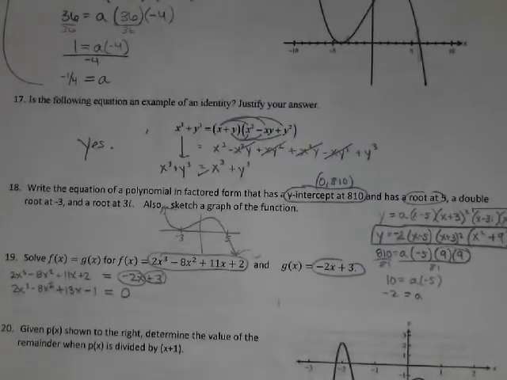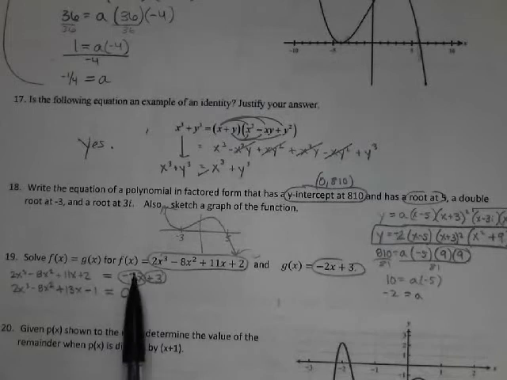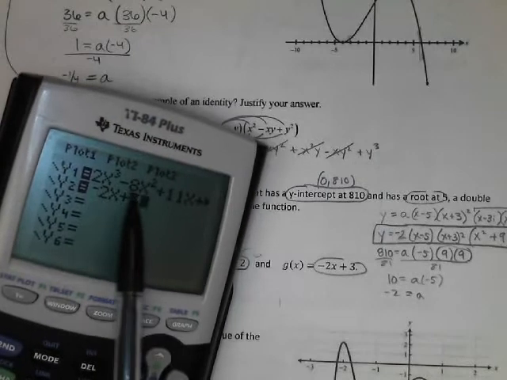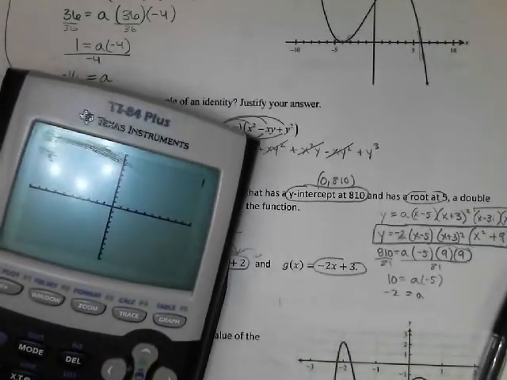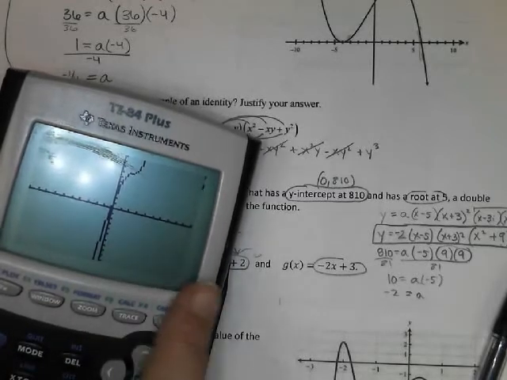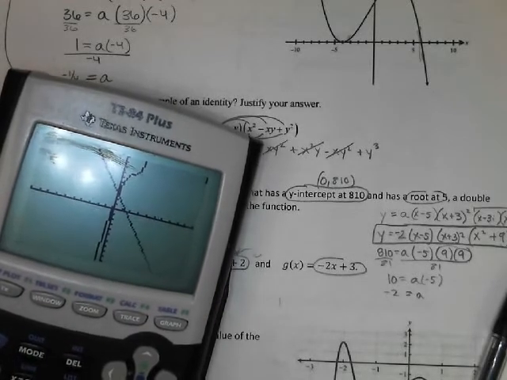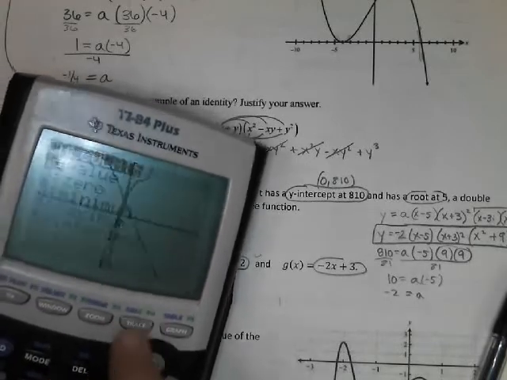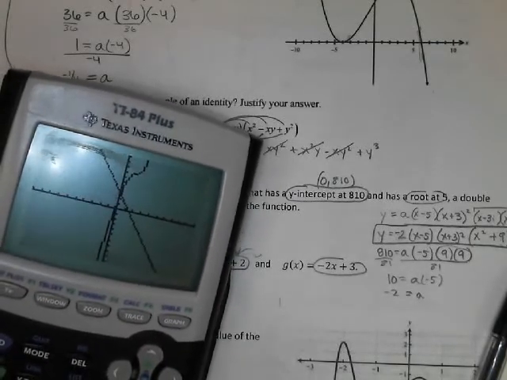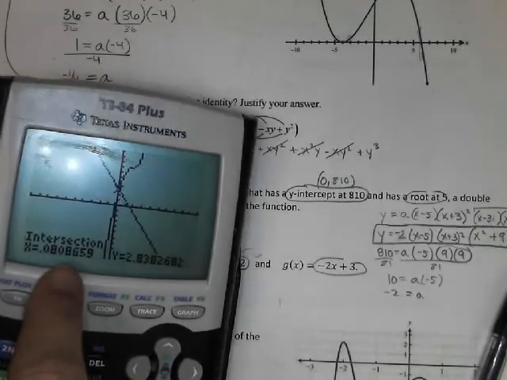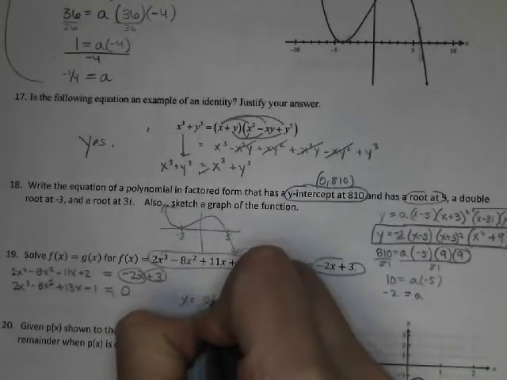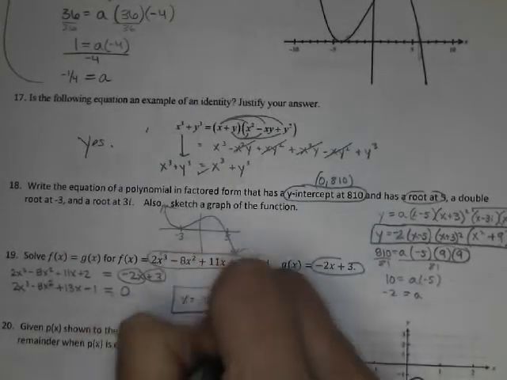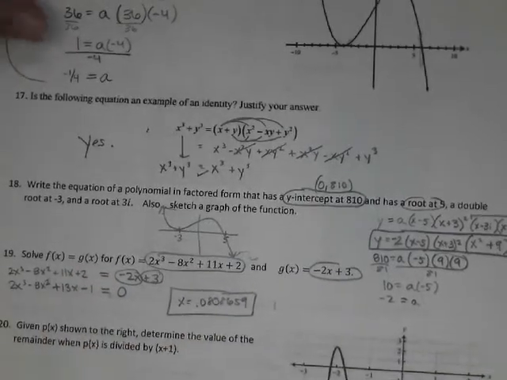I apologize. The other thing you could do is you don't even need to set them equal to each other and get it equal to 0. If you do, you're looking for the roots. But I also could type the 2 functions in separately and just see where they cross. So here's my first cubic function, and then here comes my linear function, negative 2x plus 3, and then second trace intersect will just give you the same x answer of 0.0808659. So I should have said solve for all real solutions.